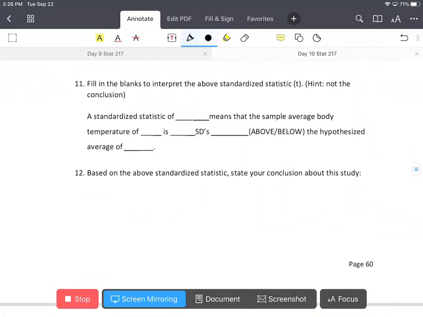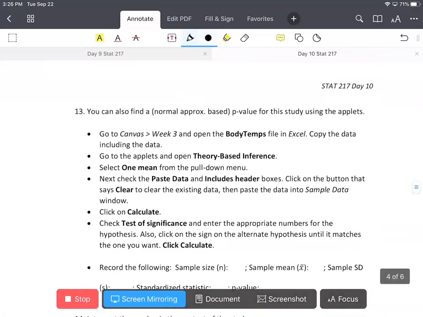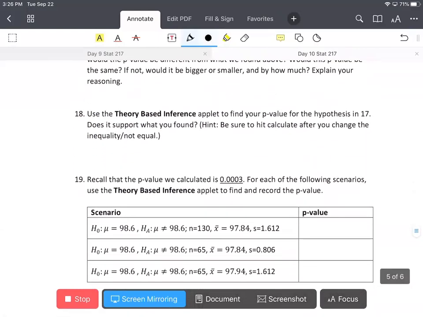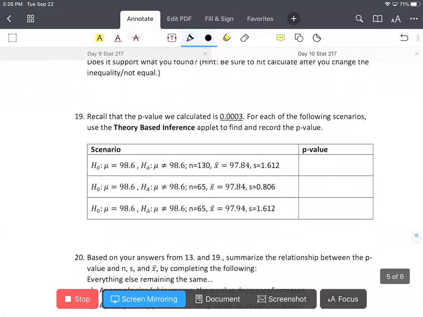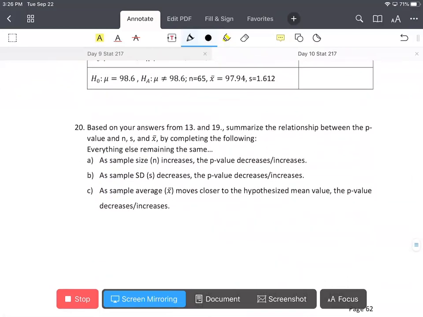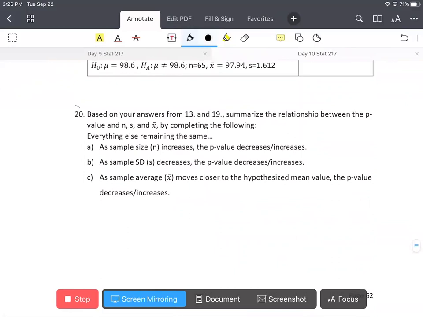Then at the end, you're going to use a theory-based inference. And then you're going to look at some p-values and look at what happens at the end based on your answers. What happens as sample size changes, standard deviation S changes, and the sample average changes. All right, so you want to make sure you complete this. And like I said, short lecture today.